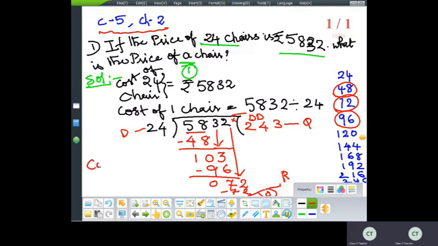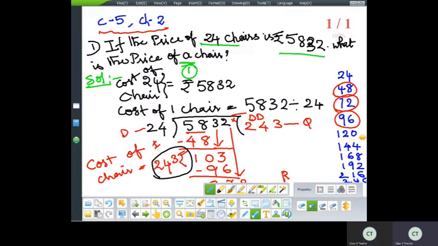So the cost of one chair is equal to 243 rupees. How much? 243 rupees. Is it clear? So this is the way of doing the division part. Okay. Let us take one more one. Let us go to the next one.